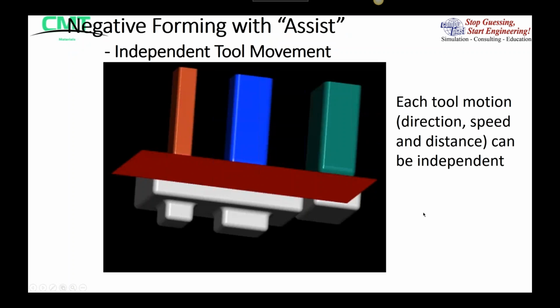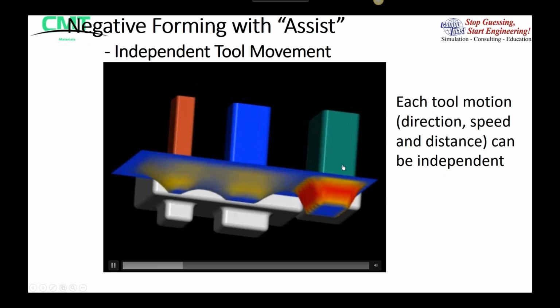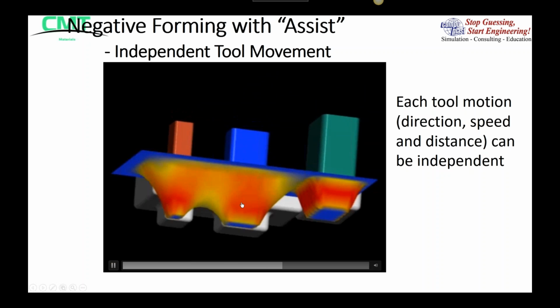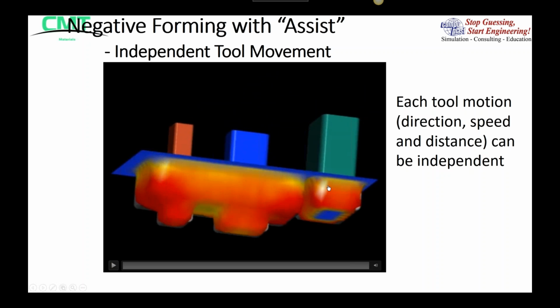And the software has quite a bit of flexibility and functionality. One example of this is you can have independent tool movement if your equipment allows. So in this case, we have our cavity under the sheet, our different colored tools above the sheet. And you'll see when I start the animation, the one tool will stop sooner and the other two tools will continue, and then the vacuum will come on and complete the forming.